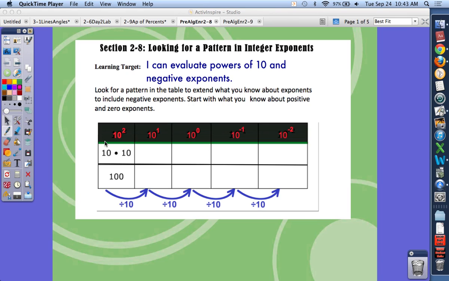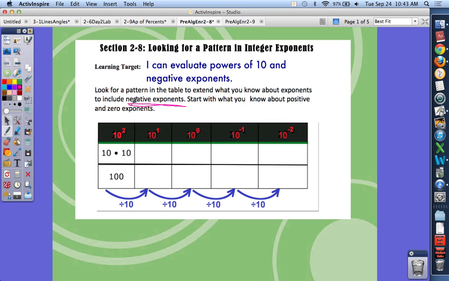So copy on your target, and let's take a look at this table here. I want you to look for a pattern in the table to extend what you know already about exponents to include negative exponents. We haven't talked about negative exponents yet. That's going to be our new component for today. Start with what you know about positive and zero exponents.